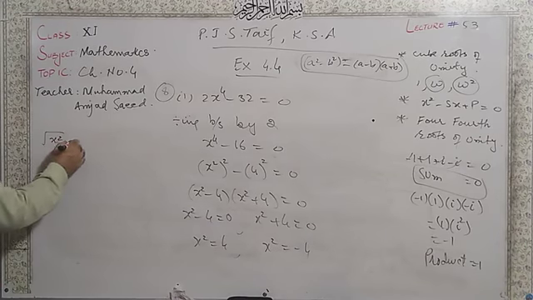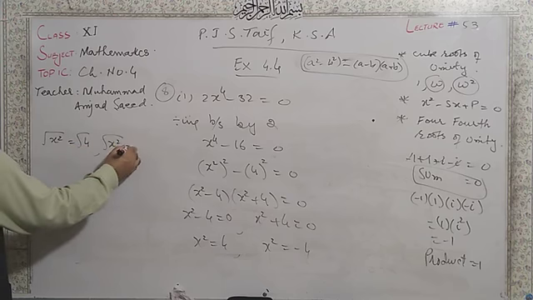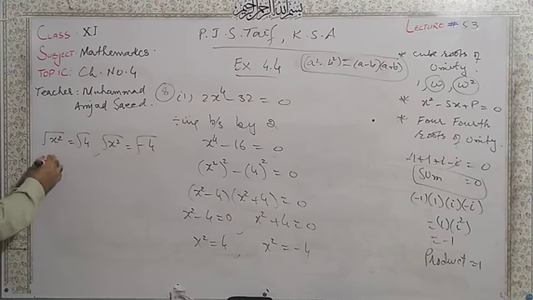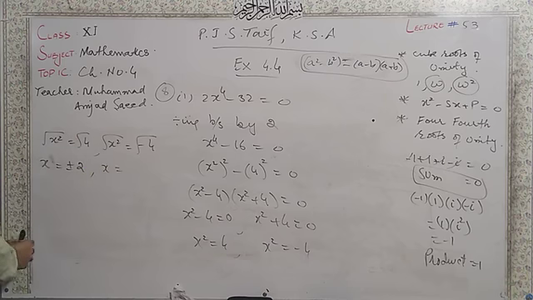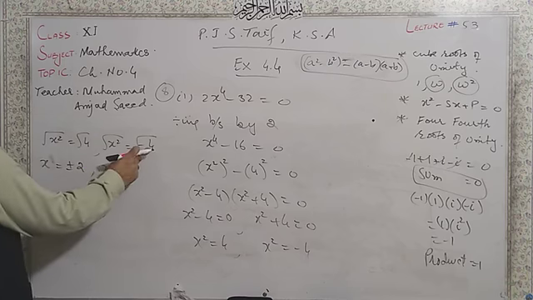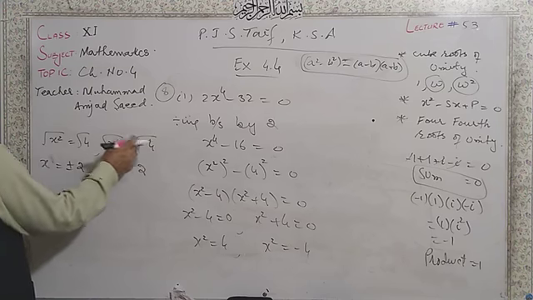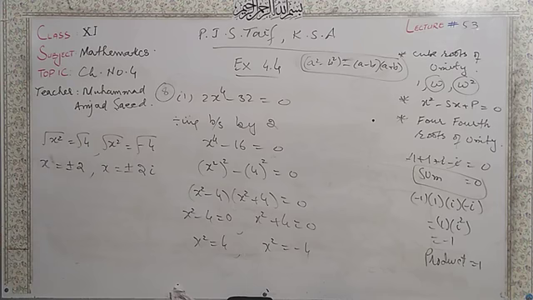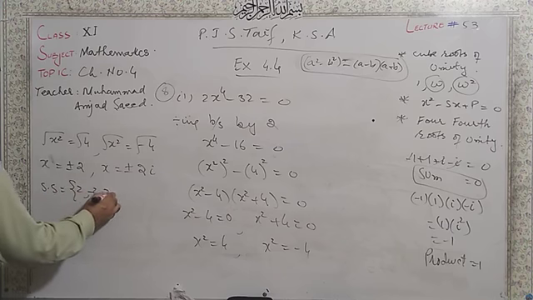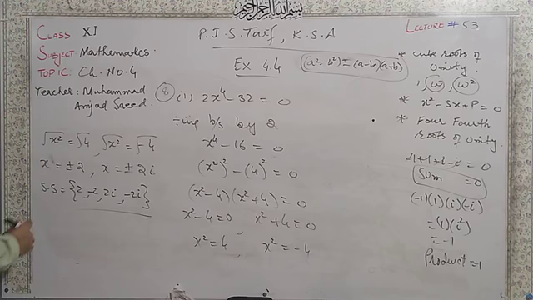Dear students, taking square root on both sides. So x is equal to 2 and square root cancelled out. X is equal to plus minus 2, because root 4 is plus minus 2. And x is equal to plus minus, because of 4 you will have 2, and because of minus 1 under root, that is iota. So in this way you have the solution set 2, minus 2, 2 iota, minus 2 iota. That's your answer.